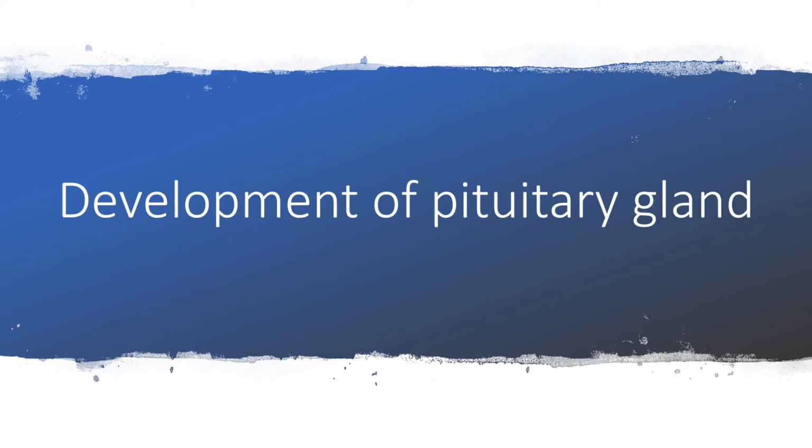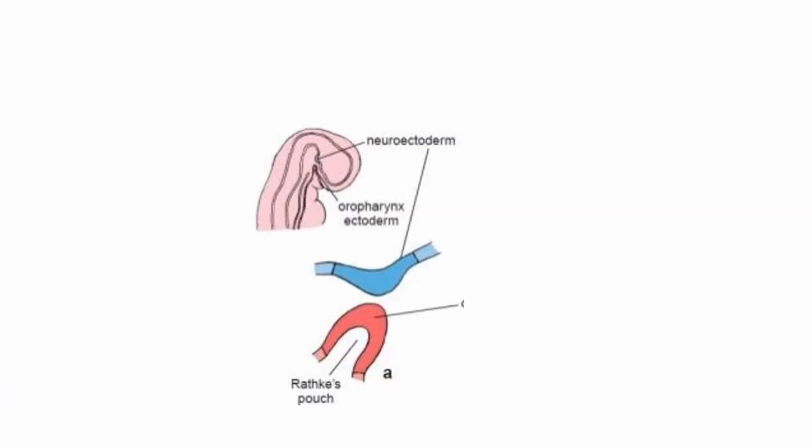Hi friends, today in this video we are going to see about development of pituitary gland. Pituitary gland is also called hypophysis cerebri. This pituitary gland is developed by means of two important sources.